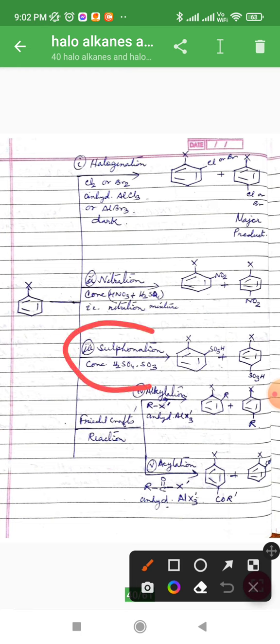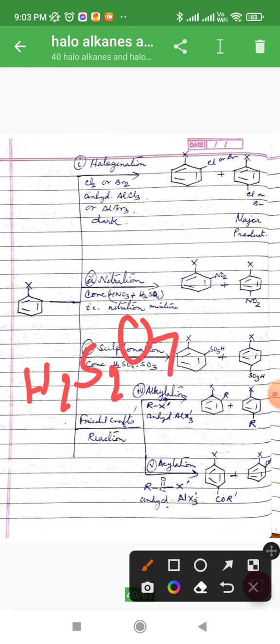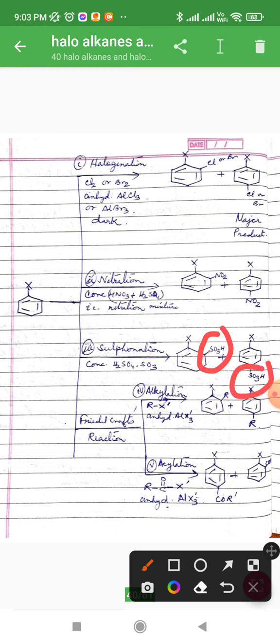Then comes sulfonation. For the sulfonation reaction, you know that we use concentrated sulfuric acid with SO3, which is also called oleum. Together you may write it as H2S2O7 as well. So what happens here? This SO3H group gets introduced in the ortho and para position, and you know SO3H group is called the sulfonic acid group. Now next is Friedel-Crafts alkylation and acylation.